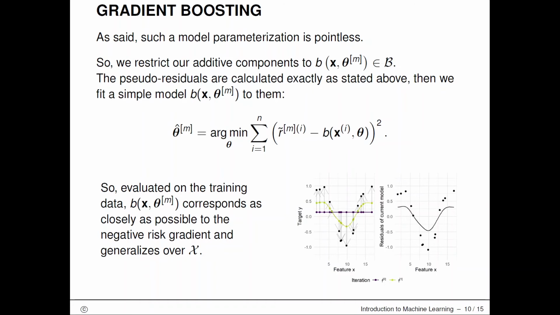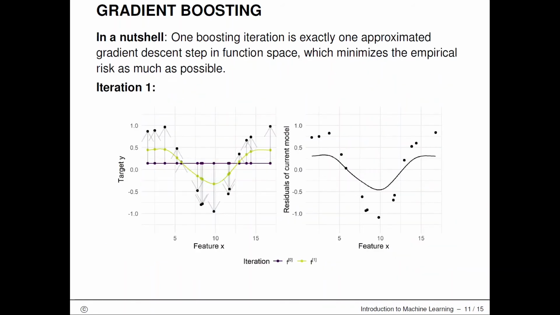So b should correspond as closely as possible to this negative risk gradient, and this b will also generalize over our complete function space. And if we're adding only b's to our ensemble, our complete F will at the end be a proper function that we can evaluate at each point in our input space. Because this is pretty complicated, I have slowly visualized this here in an animation.